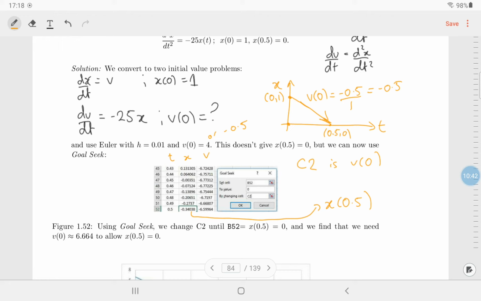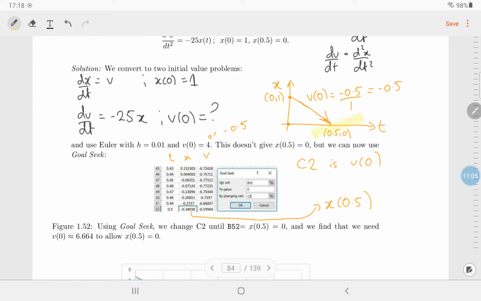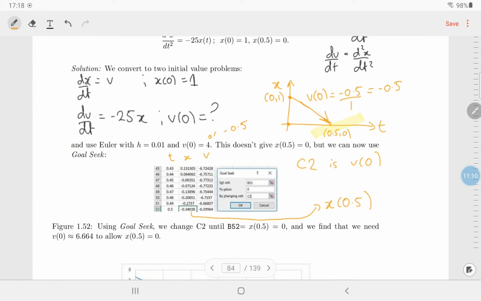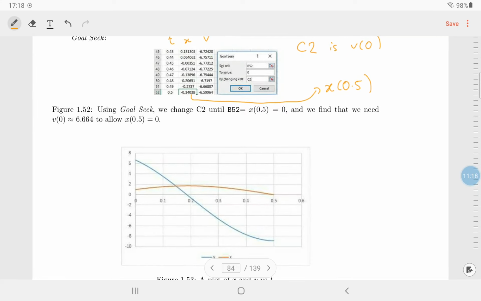There's something interesting here as well. I think there's possibly many solutions of this. I think about it, but we won't go into that. So we want B52 to be equal to 0. So that's what we're looking for. And we're going to try and get that equal to 0 by changing C2, which is initial V0, and we get it. So what do we get here is, it turns out that V of 0 of 6.664 does the job.